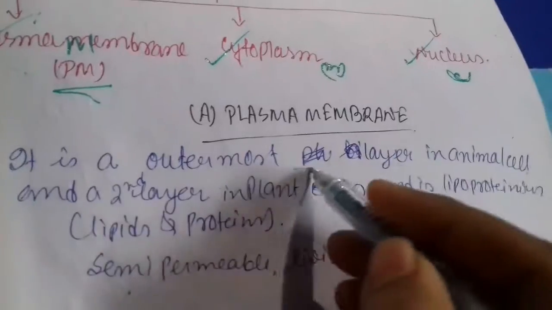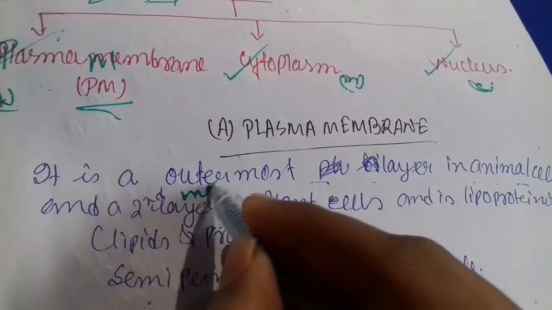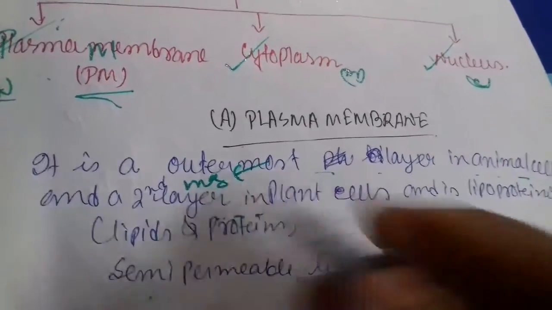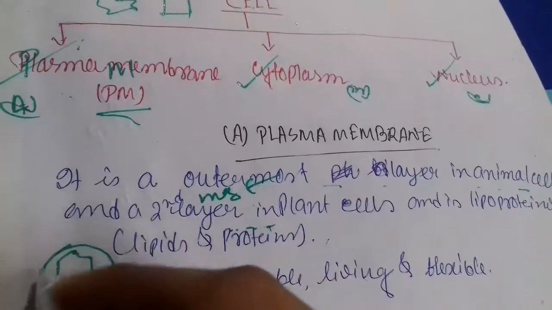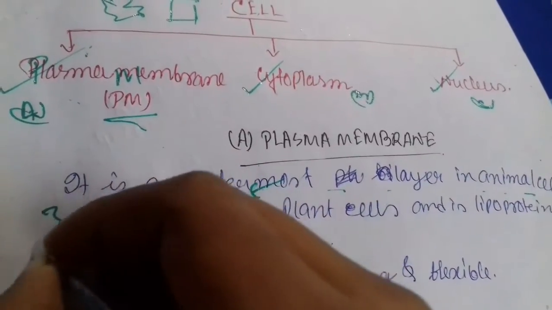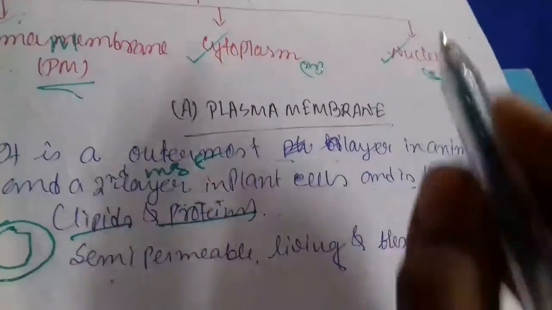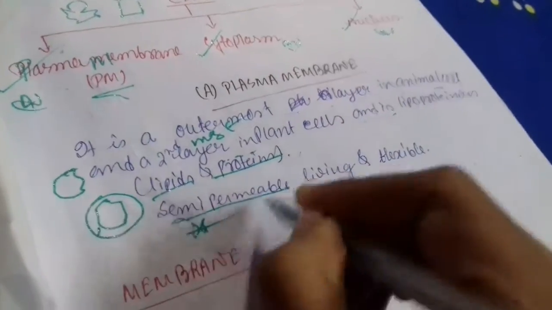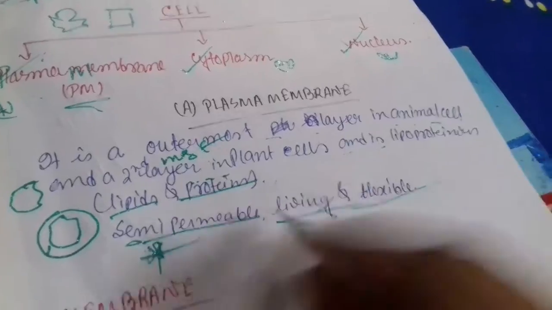Plasma membrane. It is the outermost layer of an animal cell, and the second layer of plant cells. Why? Because plant cells have another covering outside the plasma membrane, which is the cell wall. But in animal cells, no such covering is present. It is lipoprotein, meaning lipids and proteins. It is semi-permeable. I have come across semi-permeable here also. What is the meaning of semi-permeable? And it is living and flexible.